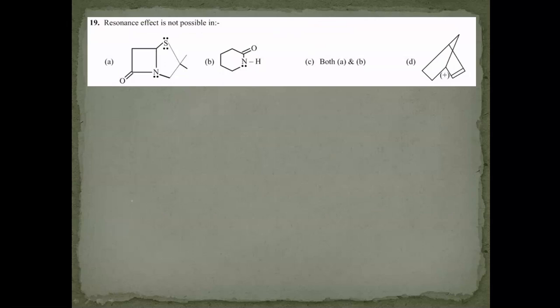Question number 19. Resonance effect is not possible in. So resonance effect is not possible in case of D because it is a bridge compound. And in a bridge compound, if you delocalize, it will create a double bond at a bridgehead. So the angular strain will be much. Therefore answer is D.